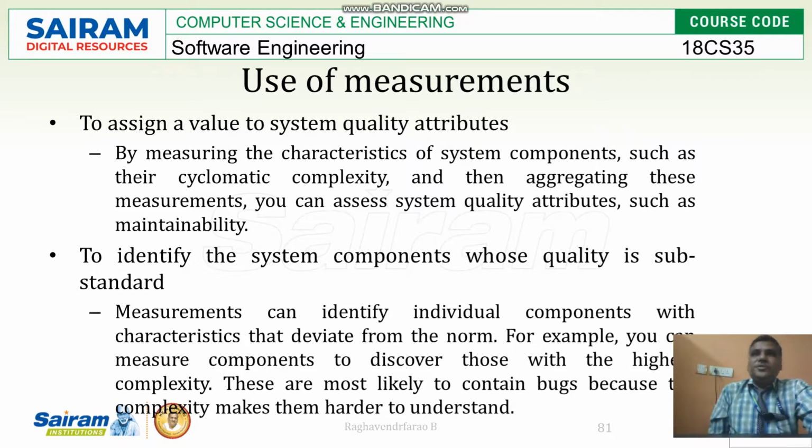How do you use these measurements basically? Measurements are going to be used by considering particular values. So in this, you assign a value to system quality attributes. Each and every attribute you are going to assign some values. You are going to use one method, that is cyclomatic complexity.